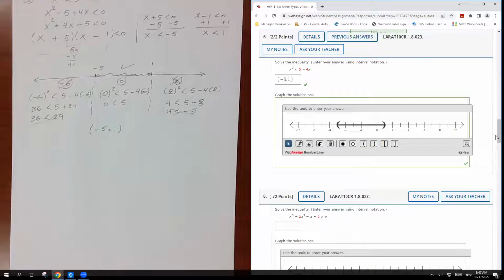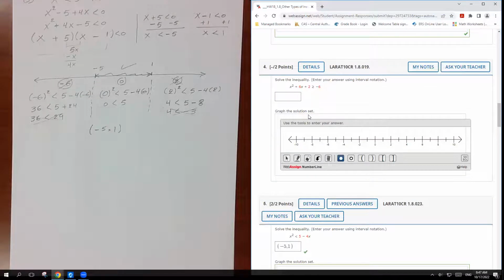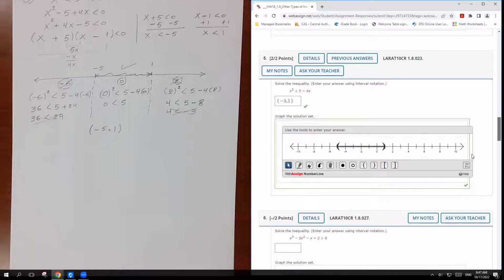Just a hint. For example 4, you're going to move the 6 to this side. You're going to add it with 2, so it's going to be negative 4. Then you're going to factor this polynomial. So you're going to do the same steps. That's it for example 5.